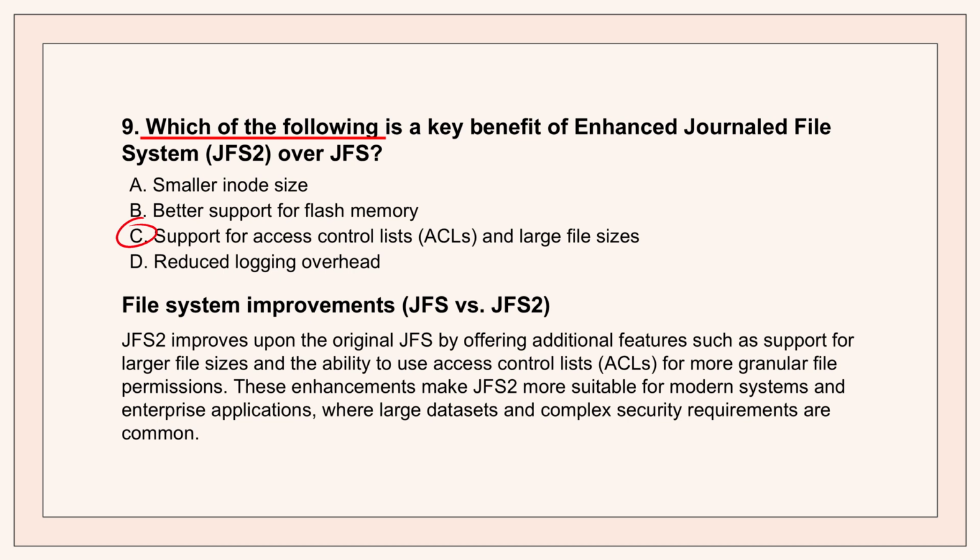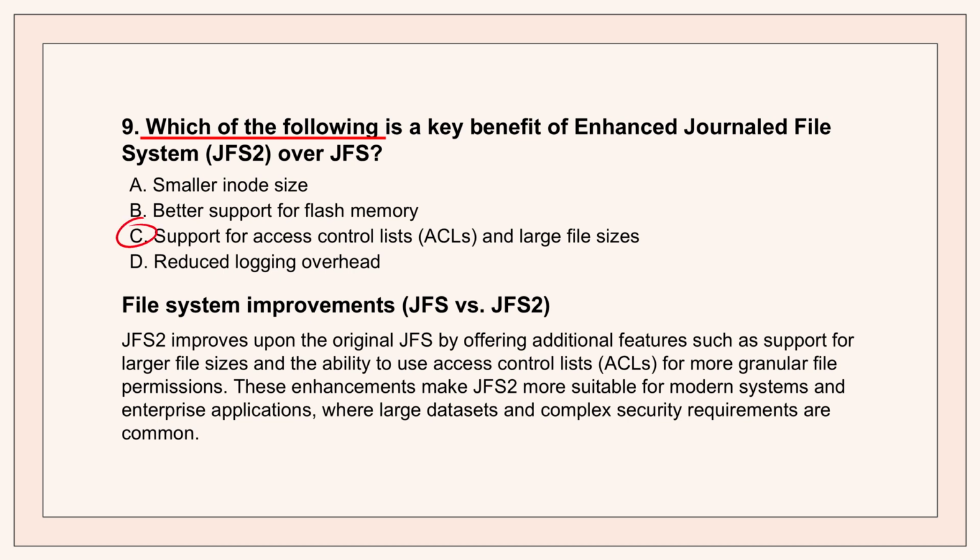JFS2 again. We talked about journaling, but this asks about advantages over the older JFS. What's the big deal with ACLs and large file support? Well, it reflects how needs evolved. JFS was good, but JFS2 brought major upgrades. Access control lists, ACLs, let you set permissions much more precisely than the standard Unix user, group, other model. More fine-grained control. Much more. You can give specific rights to specific users or groups on individual files or directories, great for complex environments or sensitive data.